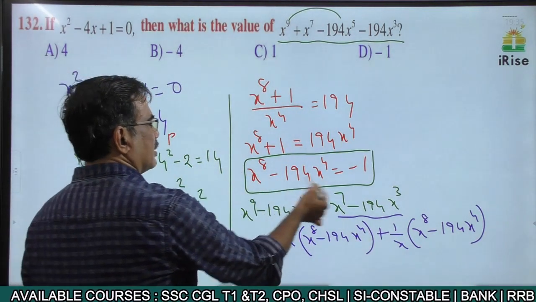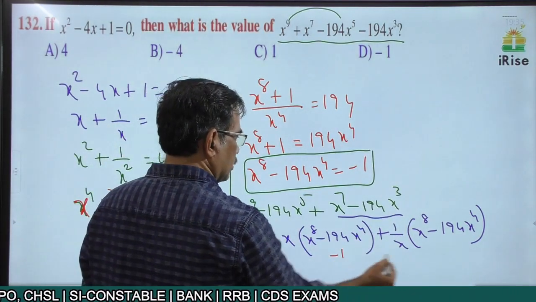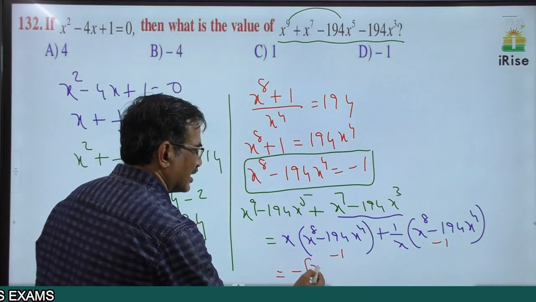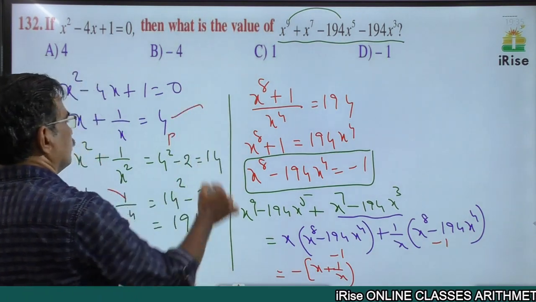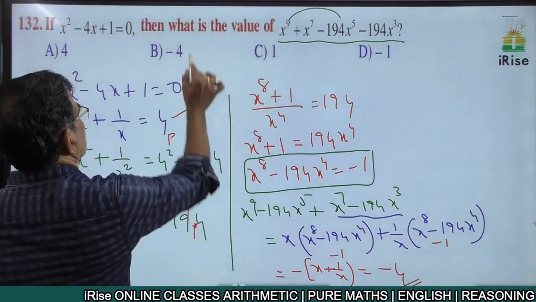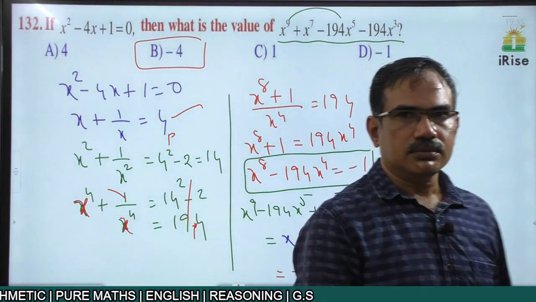But this value is nothing but minus 1. This is minus 1. This is also minus 1. By taking minus common, we get x plus 1 by x. But what is x plus 1 by x? 4. So the answer is minus 4. Okay.